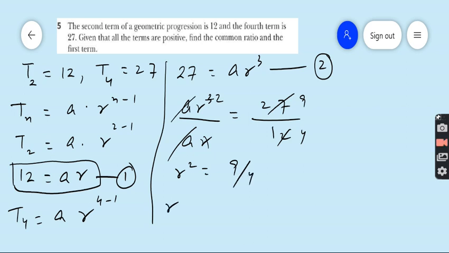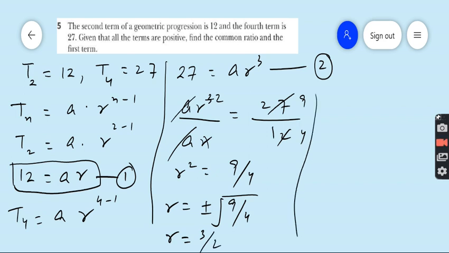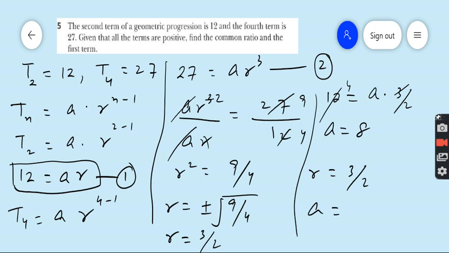R is equal to plus minus the root of 9 upon 4, but according to the question, all terms are positive, so we have to take only the positive value, that is plus root 9 upon 4. Root 9 is 3 and root 4 is 2. Put this value of R in equation number 1, so 12 is equal to A dot 3 upon 2. 3 4s are 12 and 2 4s are 8, hence A is 8. So the answer is R is 3 upon 2 and A is 8.